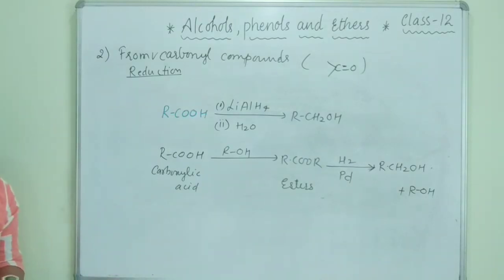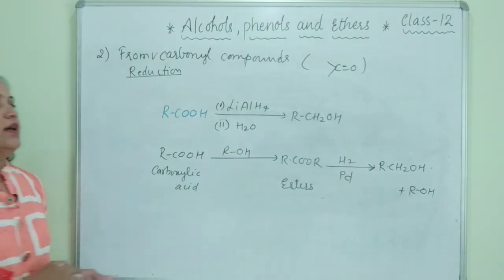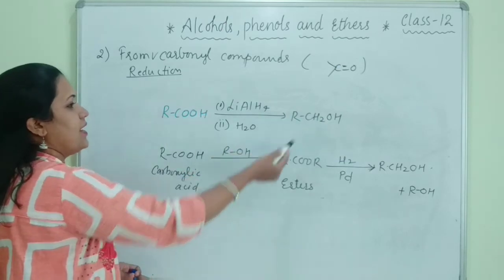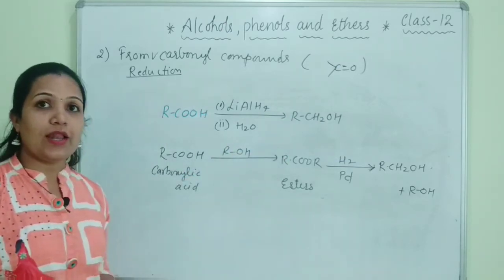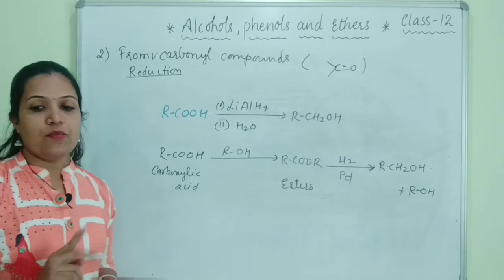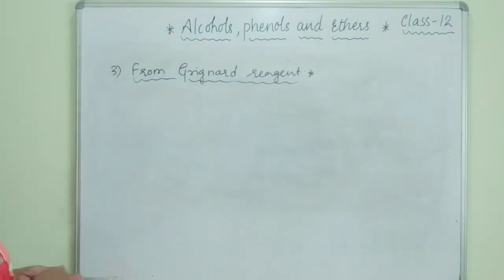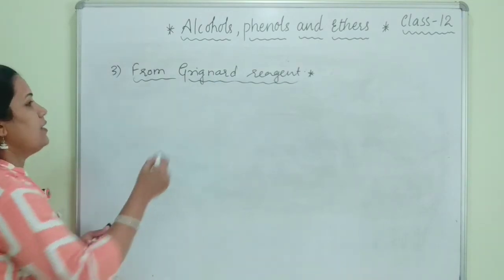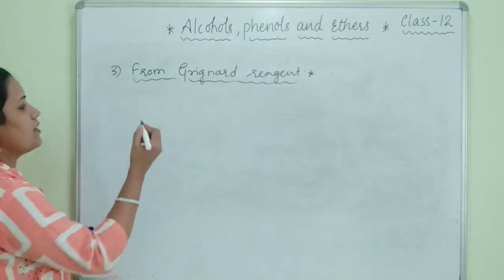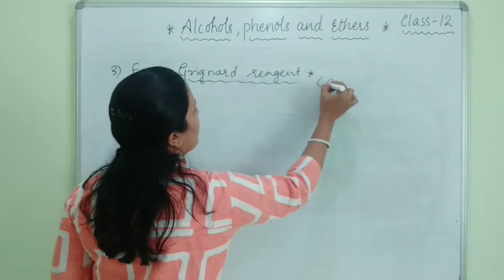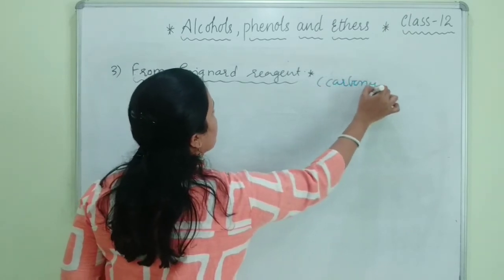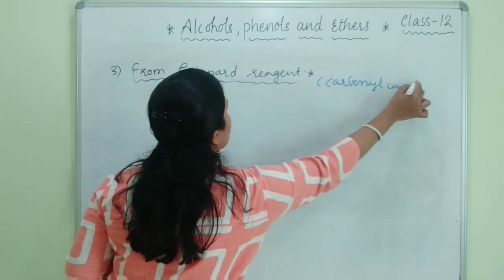So okay, esters can also be converted into alcohol, and carboxylic acid directly can also be converted into alcohol. So this is the second method of preparation of alcohol. Now let's see the third method, which is from Grignard reagent. Grignard reagent is specifically for carbonyl compounds. Now let's see the mechanism of it.